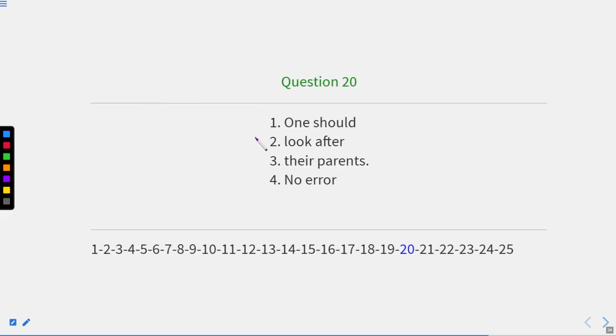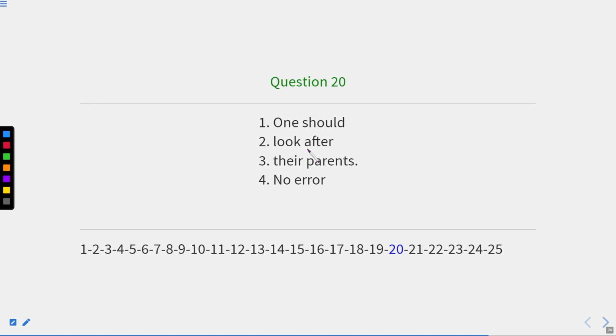Now let us move to the next one, that is question number 20. One should look after their parents. Now whenever we begin the sentence with one, the possessive case for one should be one's, not his. So one is the subject over here, therefore we need to write one's as the possessive case. So it should be one's, because one's is the possessive case of one. So the correct sentence will be, one should look after one's parents. So here the error is in part third, where this there should be replaced with one's.